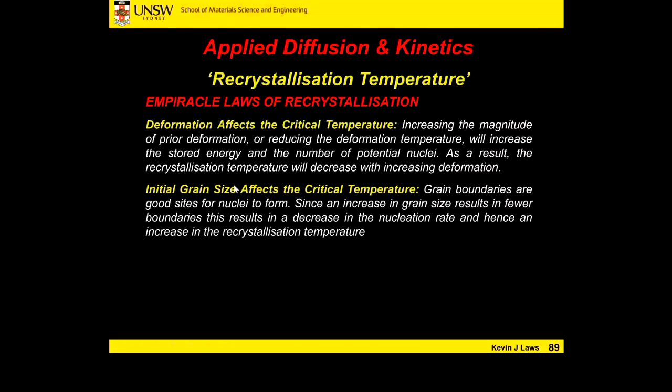Initial grain size also affects critical temperature. Grain boundaries are good sites for nuclei to form, and we'll show this in a little minute. Since an increase in grain size results in fewer boundaries or intersection points of grains, this results in a decrease in the nucleation rate and hence an increase in the recrystallization temperature. So our prior grain size of our material: if we've got a material with very, very large grains, there's fewer sites for new crystals to recrystallize from. Often this is happening at intersections of grains.